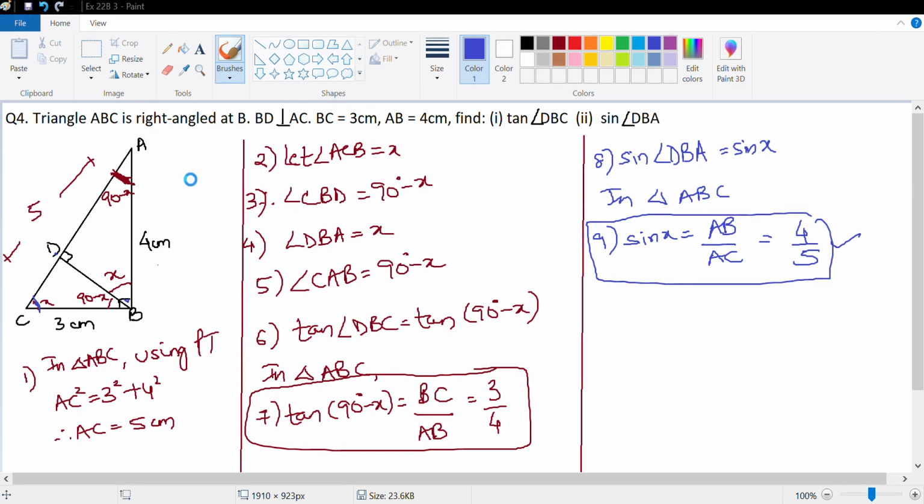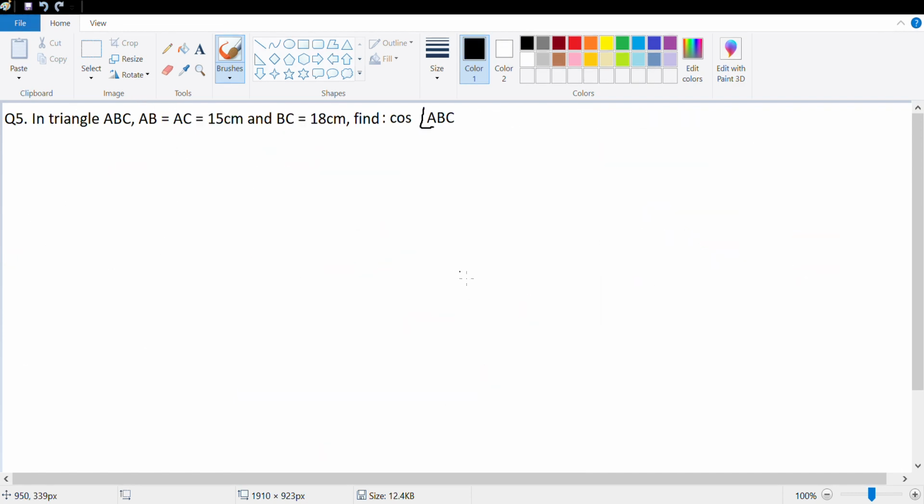The next question that we do is question number 5. Very interesting question. Let's look at this. In triangle ABC, AB is equal to AC is equal to 15 centimeter, which means this is an isosceles triangle. Is it a right angle as well? No, because this is not a Pythagorean triplet, which means this is not a right angle triangle. Good, let's just draw this rough diagram for us to understand it clearly.